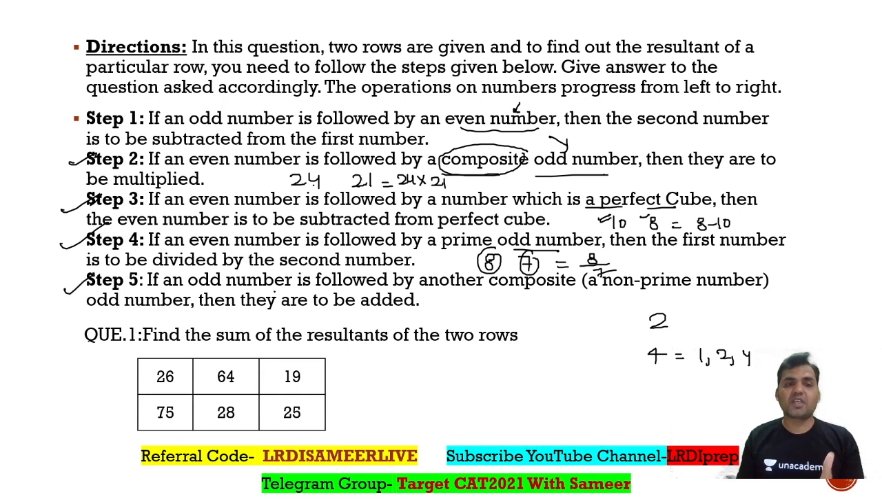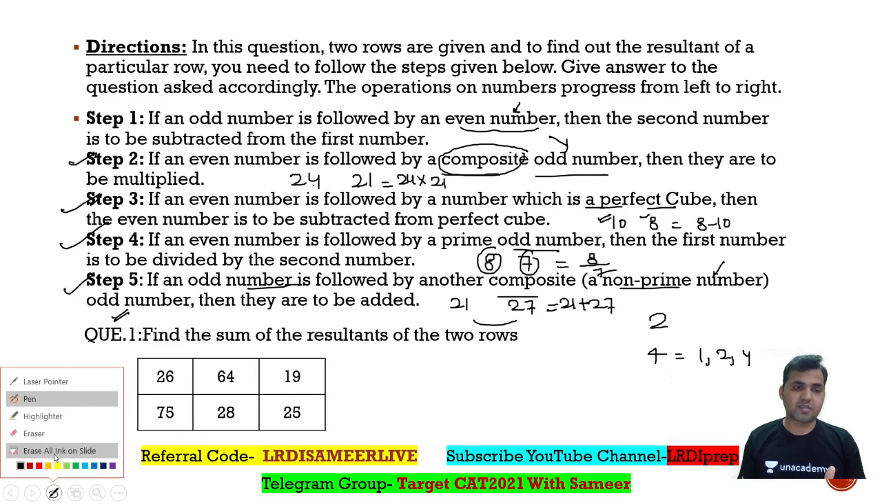Step number 5 says odd number is followed by another composite. Take any odd number like 21 followed by another composite, a non-prime number. A composite odd number is like 27. 27 is a composite odd number. Then the result of it has to be obtained by adding 21 with 27. So these are the 5 steps that I have just explained to you.